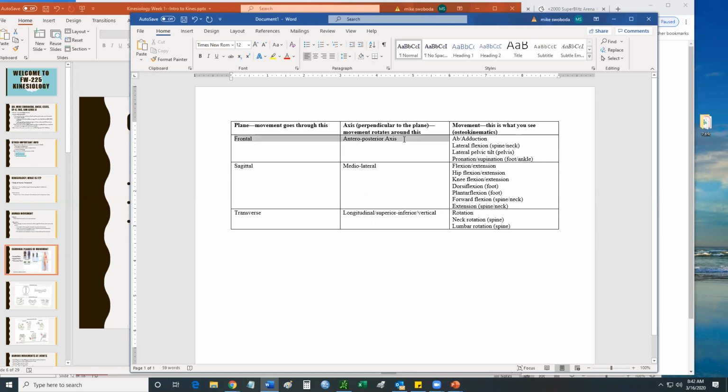Just remember that the plane and its axis always go together. There are no exceptions to that. If you're in the frontal plane, you are always on the anterior-posterior axis. If you're in the sagittal plane, you are always on the medial-lateral axis. Transverse plane, always on the longitudinal axis. Those always go together without exception.